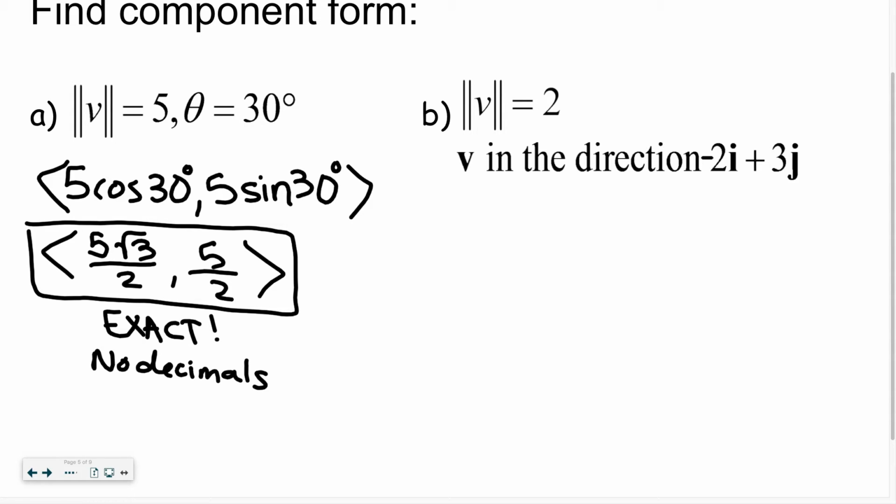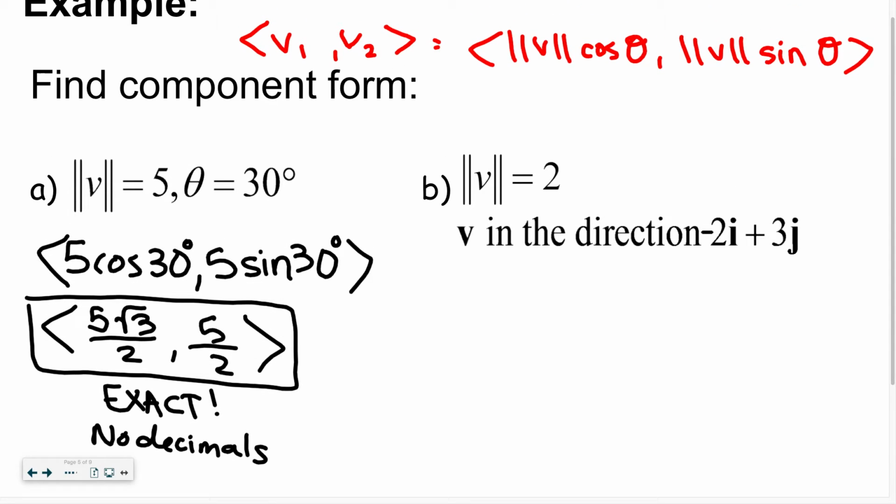But on this one, we're going to use that component form with magnitude and direction angle. So there's more than one way to go about doing this type of problem. If you want an exact answer, you should use the unit vector method that we used previously, but we can also get a close answer using this method. In order to use magnitude times cosine and magnitude times sine, you need magnitude and angle. Right now we only have magnitude.